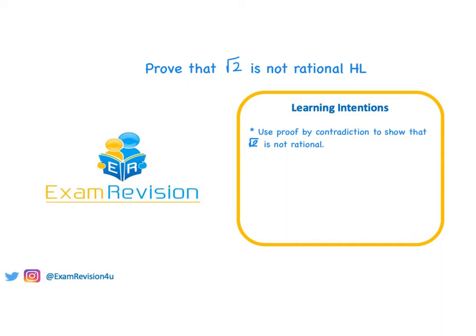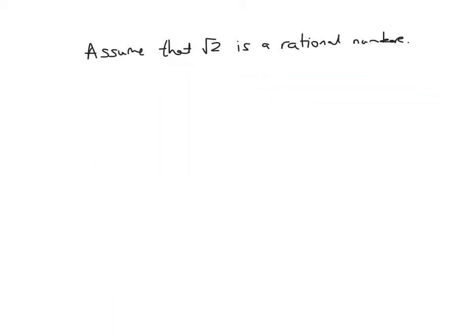In today's video, we're going to be looking at how to prove that root 2 is not rational, and to do this, we're going to use proof by contradiction. So in order for us to prove that root 2 is not a rational number, or that it's irrational, we're going to use proof by contradiction. So it means we're going to start off assuming the opposite. So we're first of all going to assume that root 2 is a rational number.